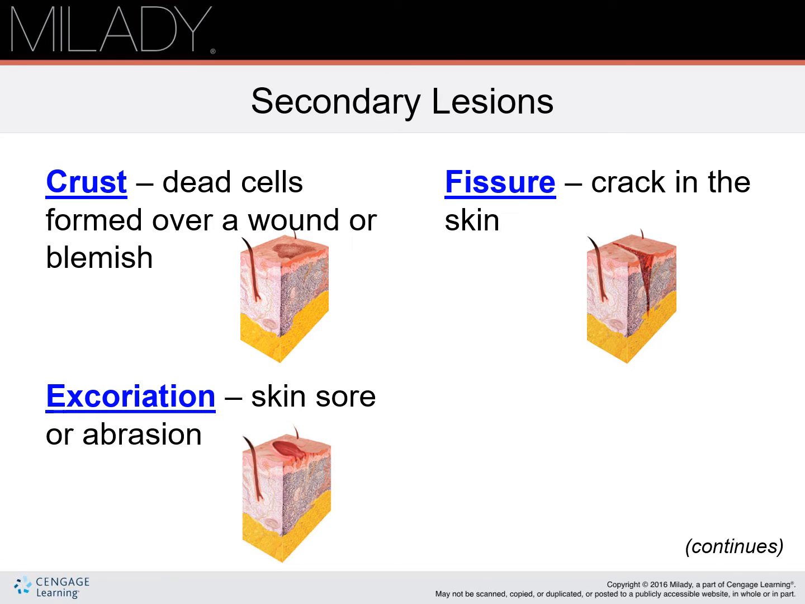Next up, we have an excoriation. That is a skin sore or abrasion produced usually by scratching or scraping. Then we have a fissure. This is a crack in the skin. It usually penetrates into the dermis.